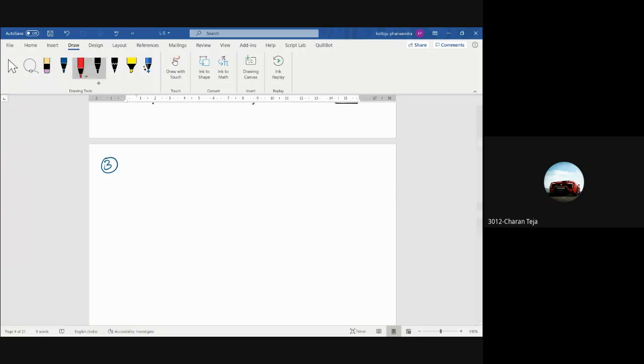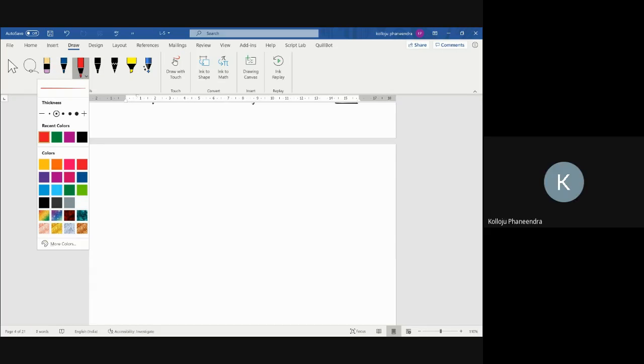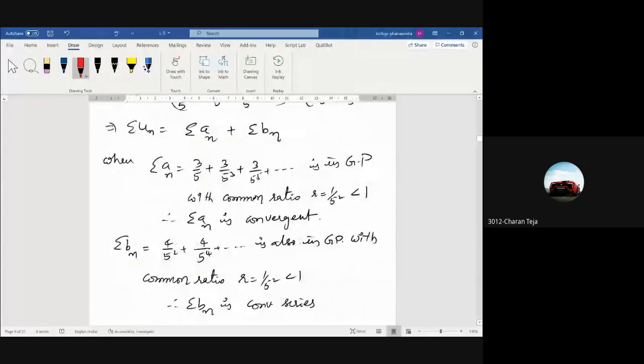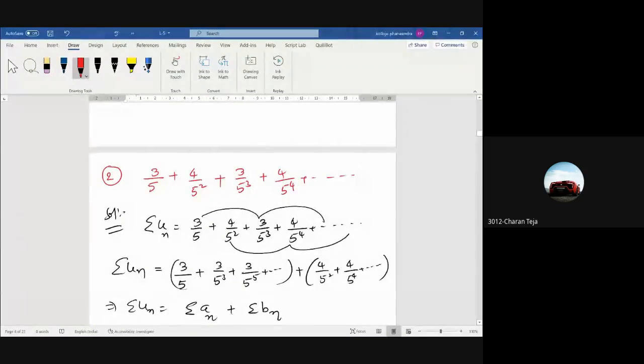Sir, second question. Can we remove 4 by 5 square, all of those terms, sir? Because it remains unaffected, no, sir, whether it is convergent or divergent. No. You see, if we remove all the 4 by 5 square, 4 by 5 power 4 terms, those are infinite, no? We can remove only a finite number of terms, not an infinite number of terms.